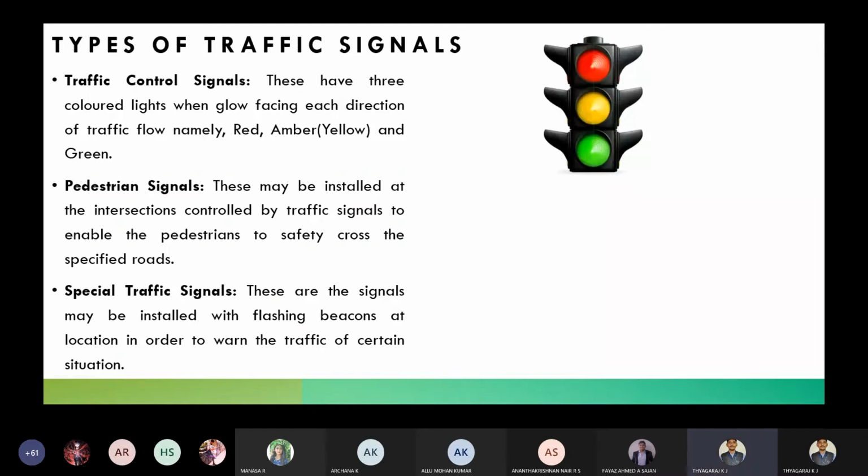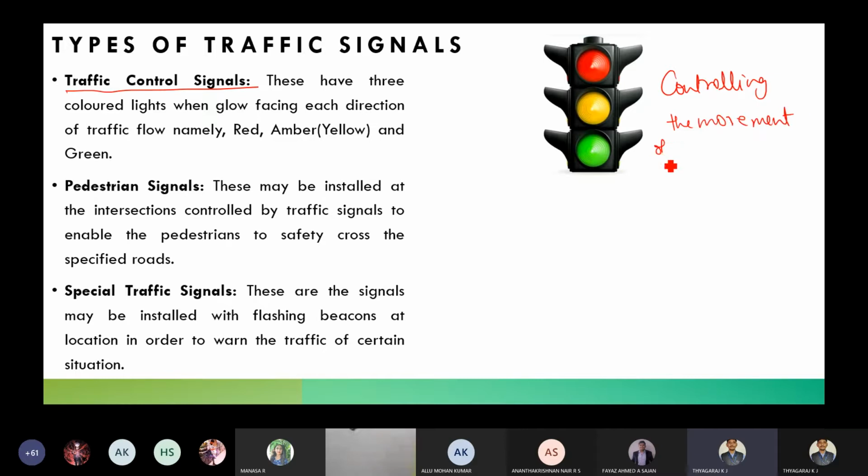Next one is types of traffic signals. What are the various types of traffic signals? It is a traffic control signal, as the name itself indicates, controlling the movement of vehicles on the road, that we are going to call traffic control signals. So as we all know, red, amber, and green, these are three colored lights, which will be controlling the movement of the vehicles.